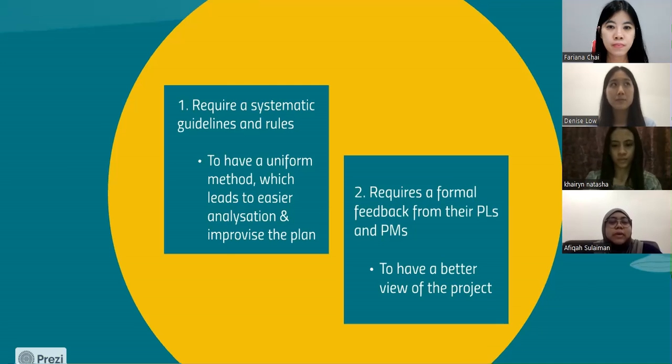Also, formal feedback from the leaders is required. This is because they have a better view of the project and are able to see if the reflection of the peers is applicable to their own project.